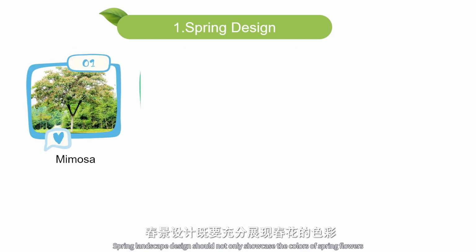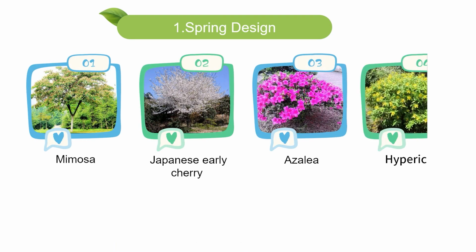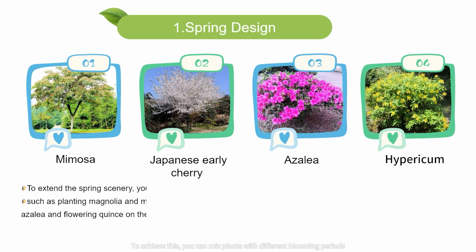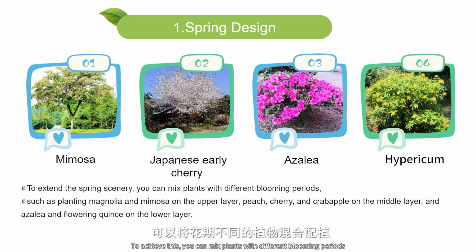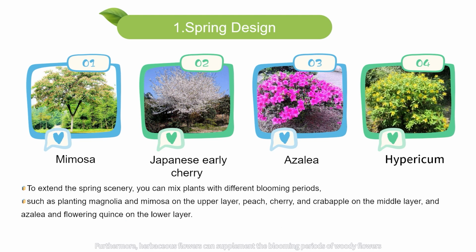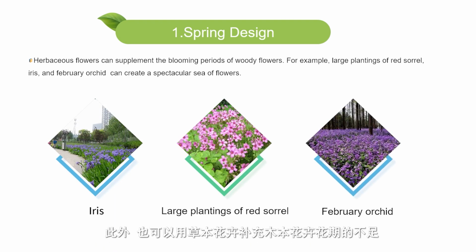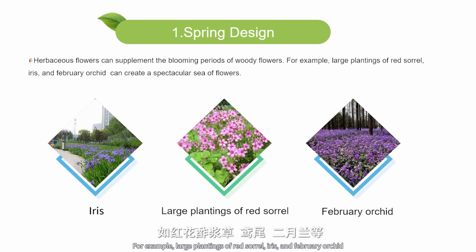Spring landscape design should not only showcase the colors of spring flowers, but also use various plants in thoughtful combinations to extend the spring scenery. To achieve this, you can mix plants with different blooming periods, such as planting magnolia and mimosa on the upper layer, cherry and crabapple on the middle layer, and azalea and flowering quince on the lower layer. Furthermore, herbaceous flowers can supplement the blooming periods of woody flowers. For example, large plantings of red sorrel, iris, and February orchid can create a spectacular sea of flowers.